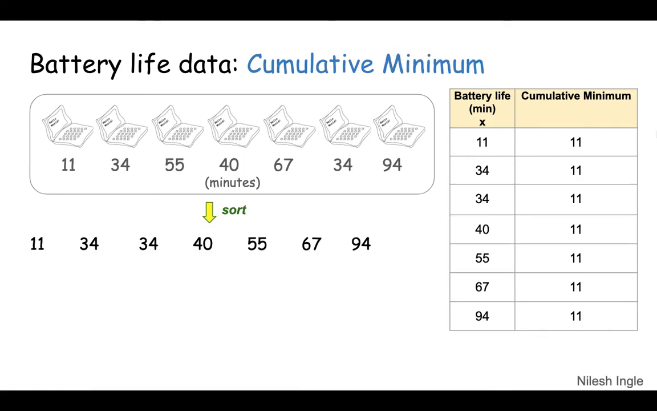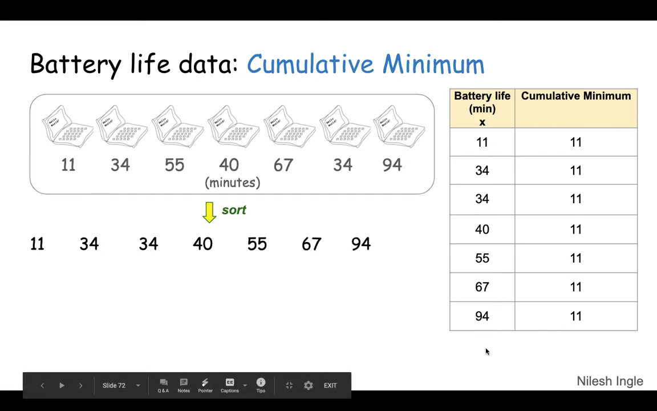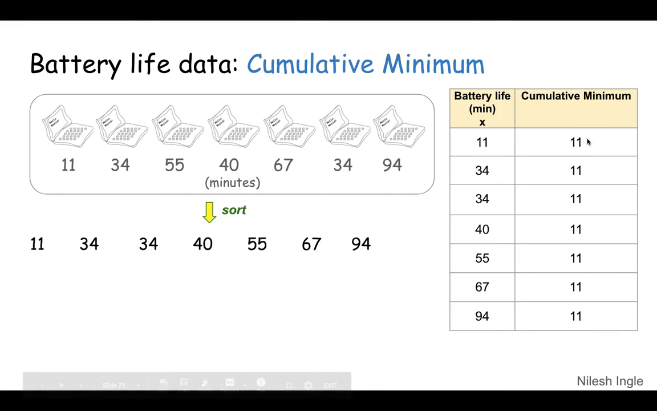Cumulative minimum, we run the same experiment. We have measured the battery life of 7 laptops, and we have these readings 11 through 94. We sort them in ascending order, put them in the table on the right hand side in the first column, and then to calculate the cumulative minimum, we are going to find the minimum between two values that we have. So 11 stays as is because there is no value above 11.